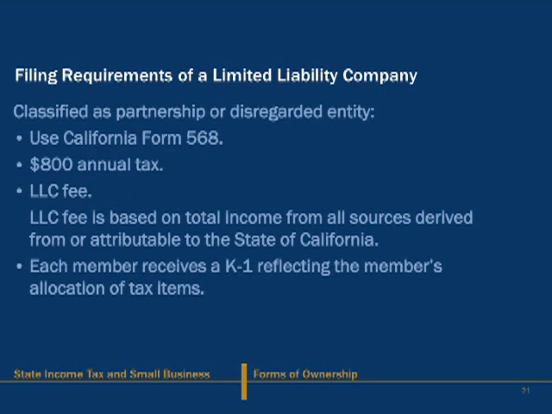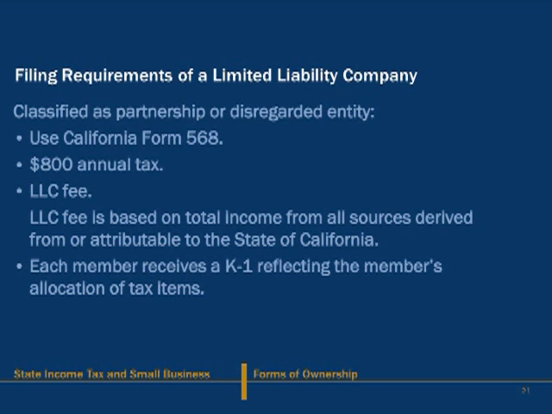An LLC required to file Form 568 pays an annual tax of $800 and may be subject to an LLC fee based on total income from all sources derived from or attributable to the state of California. The annual tax is due by the 15th day of the fourth month of the taxable year and is paid using FTB Form 3522, Limited Liability Company Tax Voucher. The estimated LLC fee is due by the 15th day of the sixth month.